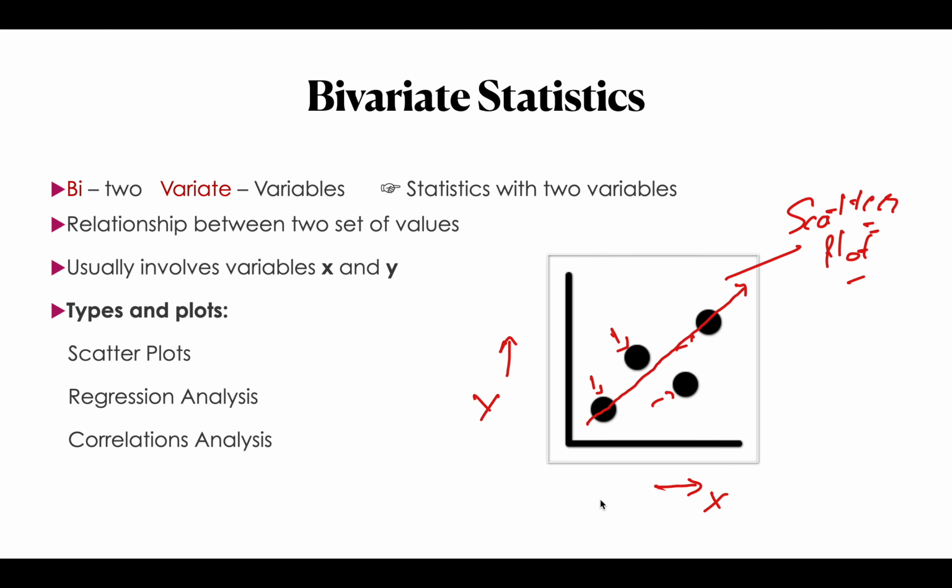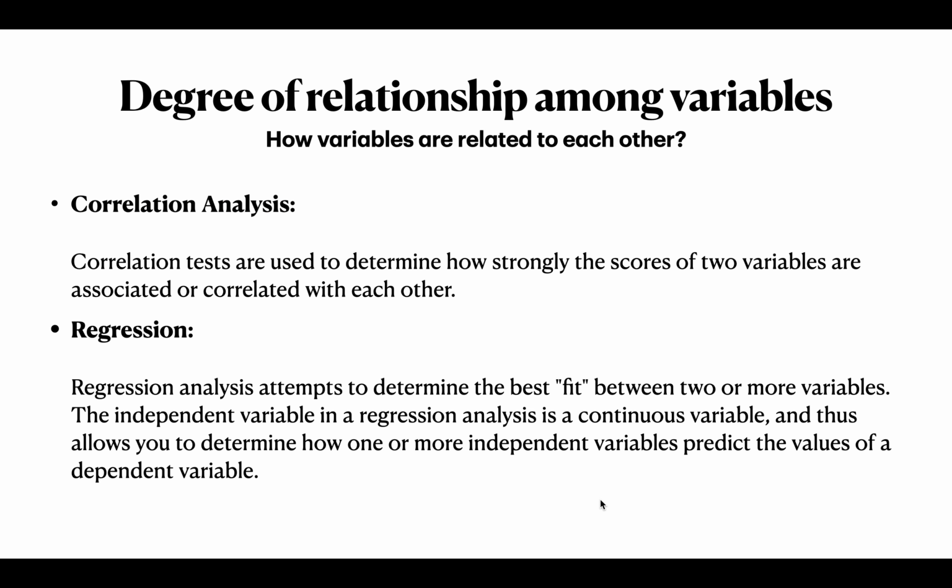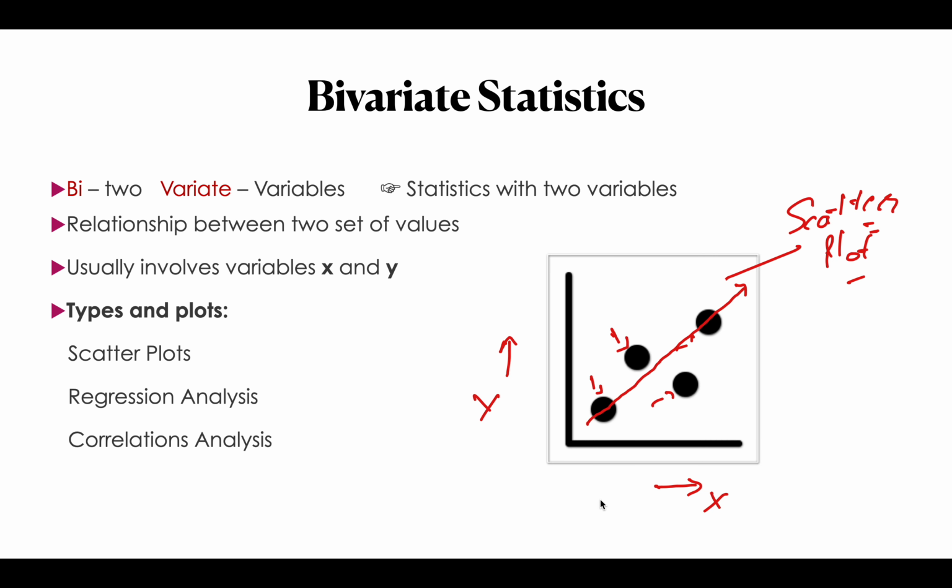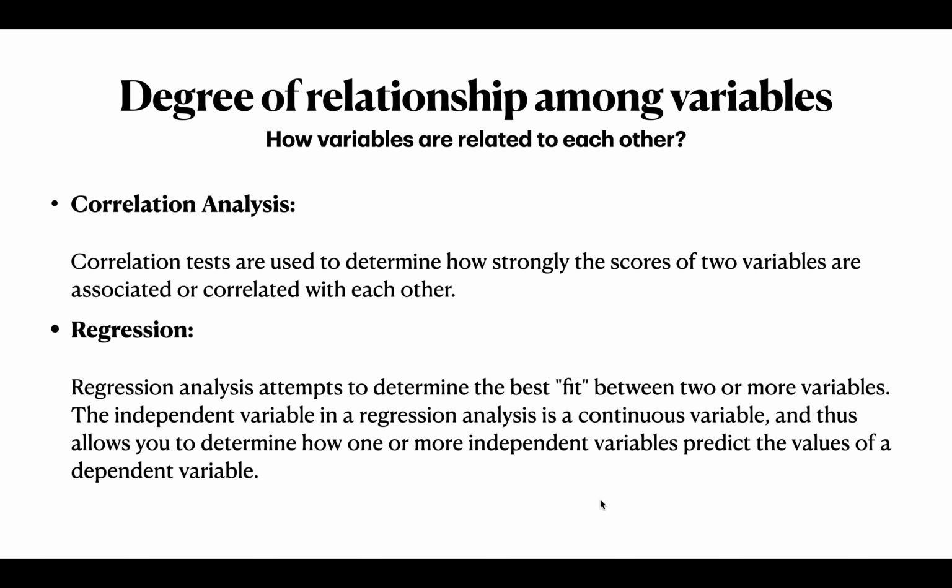So moving on. Now, next thing we have is degree of relationship among variables. So now we will see how variables are related to each other. As we have seen while studying bivariate statistics, we have basically 2 variables that might have some relation with each other. So how can we get to know what the relation between these variables is? There are basically 2 ways that I am telling you. There are many ways, obviously, in statistics to draw the relation between 2 variables, but these are 2 basic methods. One is correlation analysis, and the other one is regression.